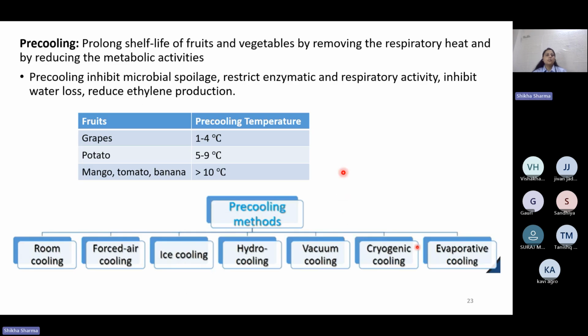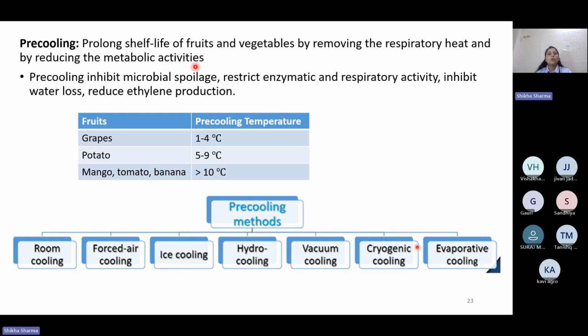So let's discuss pre-cooling. Pre-cooling is basically done to prolong the shelf life of fruits and vegetables by removing the respiratory heat, because when products come directly from the agriculture field, just plucked from the tree, their respiratory heat will be very high. So pre-cooling is done to remove the heat and also to reduce the metabolic activities.